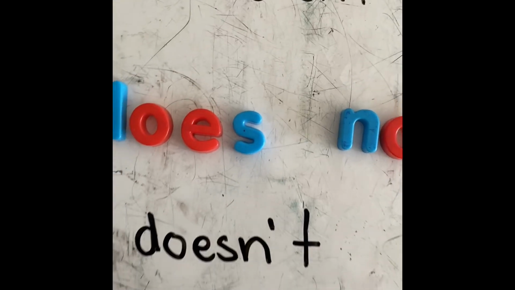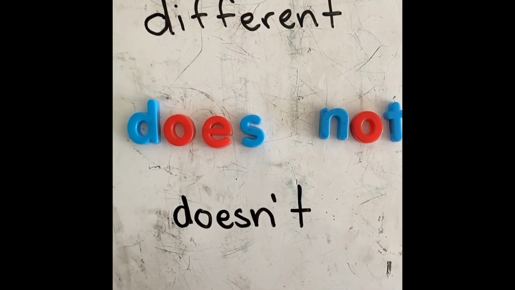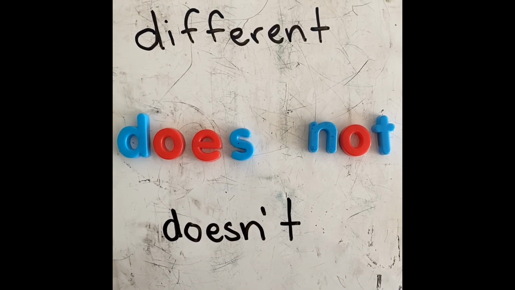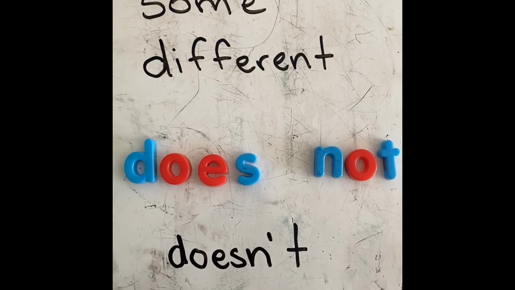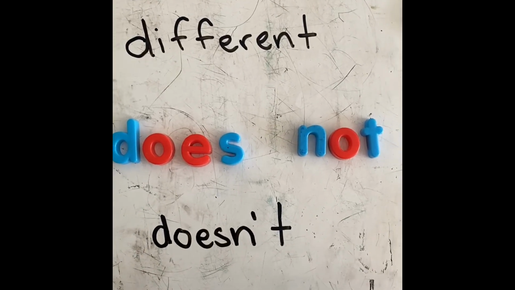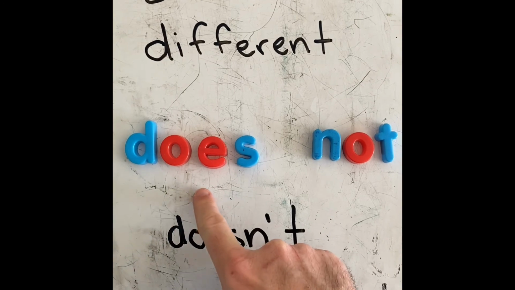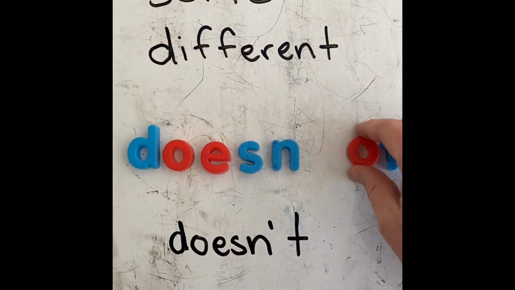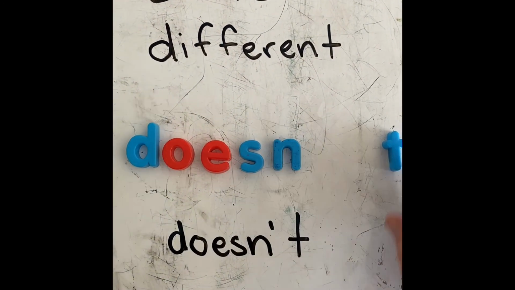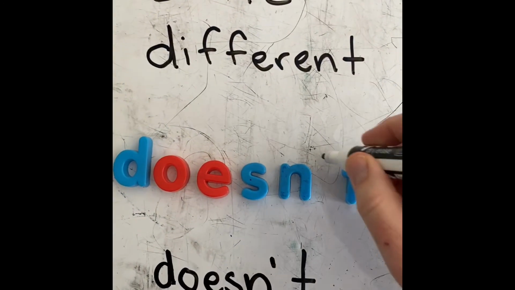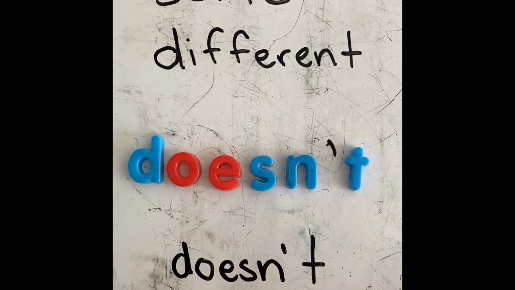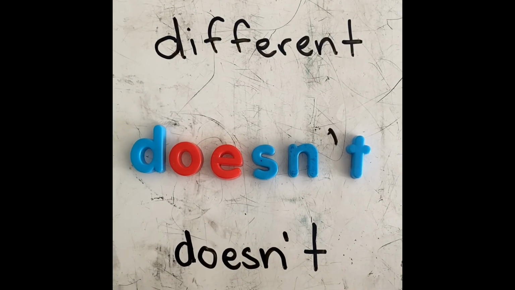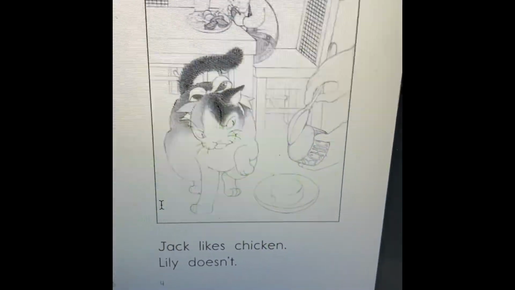The author took the words does and not, Lily does not like those things, and shortened them. It's called a contraction. The author took does not, moved the N over, took the O out, put in the T, oops, and added an apostrophe, that little mark right there. Does not became doesn't. And it's right there on page 4 in your book.